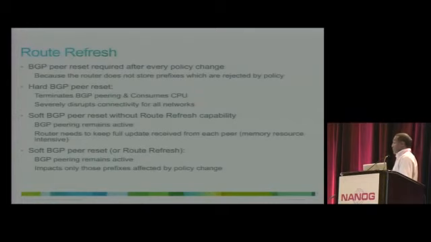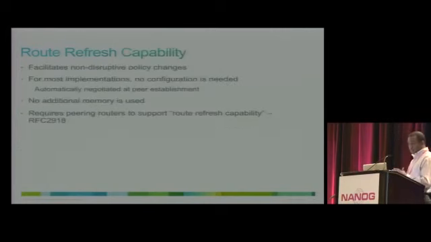What the route refresh capability does is this: if the two routers are capable of doing route refresh, then when you change a policy, the system will automatically send a route refresh request to the peer, and the peer will advertise all the routes that it has to that peer. Now it will apply the new policy and then proceed with that. So that's the route refresh capability. It makes it a non-disruptive policy change, because without it, either you have to have the soft reset with a lot of memory requirement, or the hard reset, which is very disruptive.